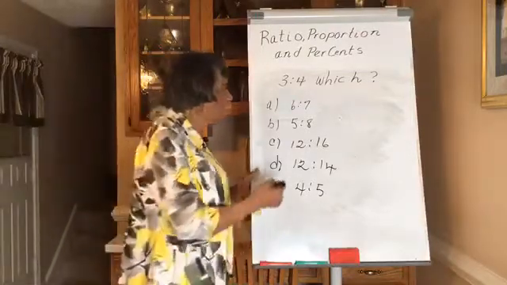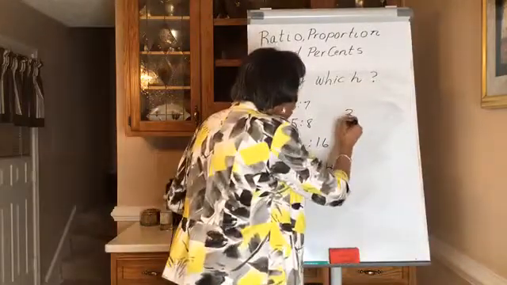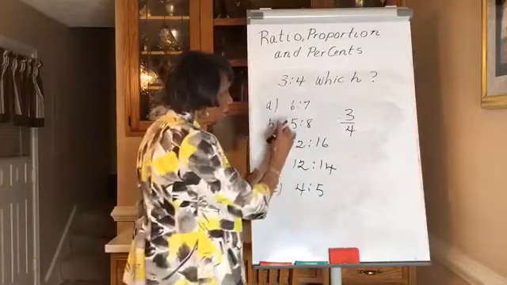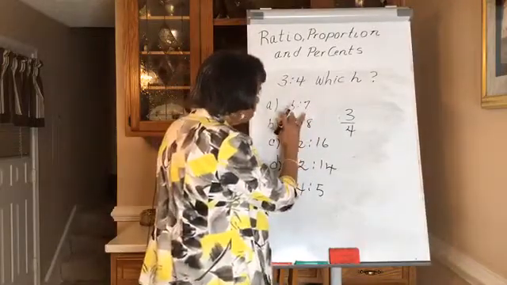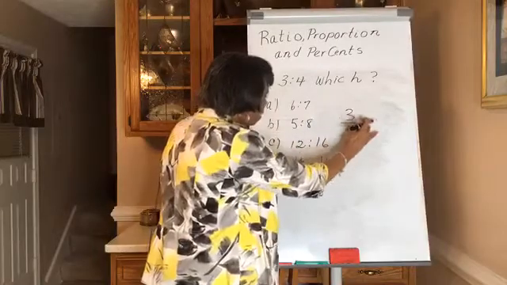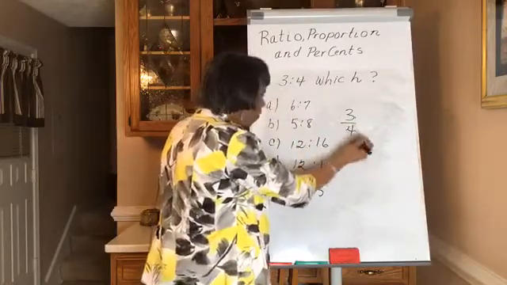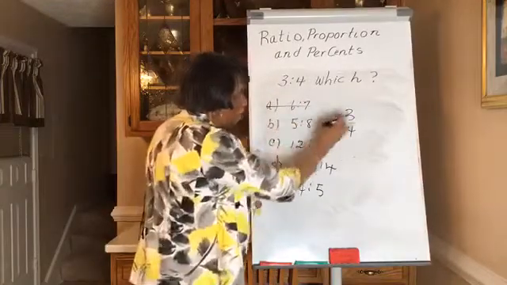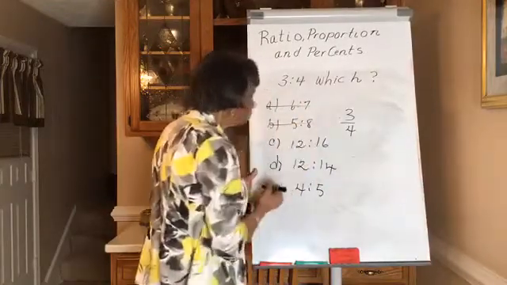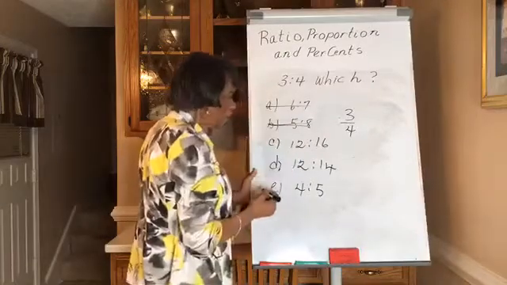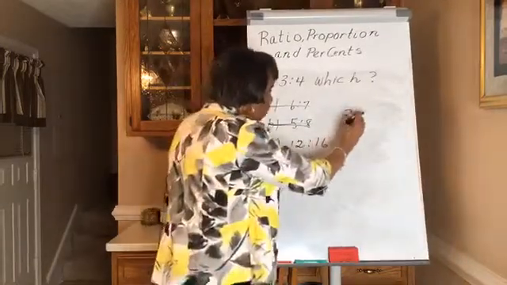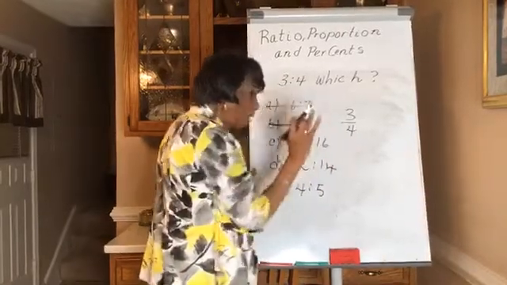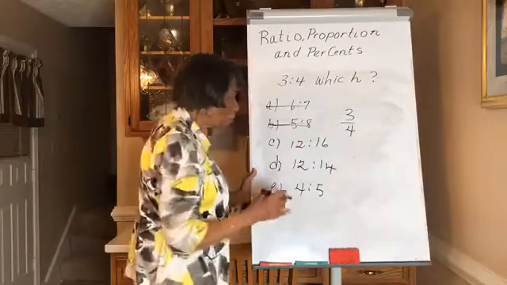All right, so we got 3 to 4. That's the ratio. Okay, well, 6 could be at the top, but 7 sure couldn't be at the bottom because 7 is not a multiple of 4. 5 is not a multiple of 3. So we can start right out with that. 12 is a multiple of 3. And 16 is a multiple of 4, but it has to be the same multiple.